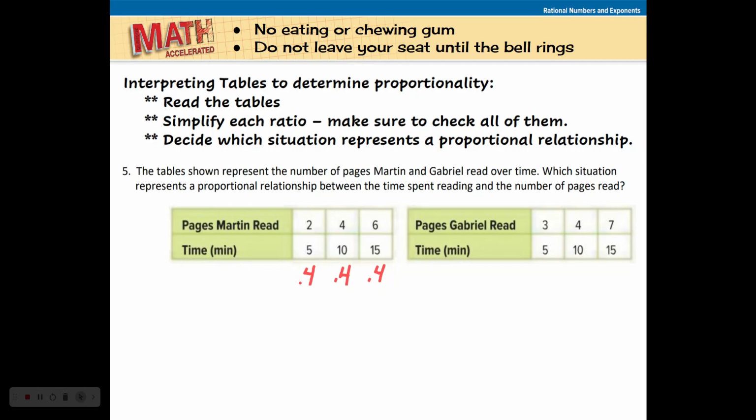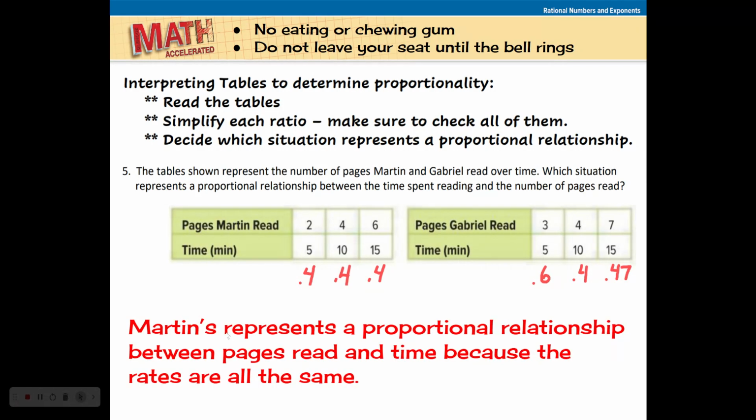So Martin's is the proportional relationship. But to go ahead and do the work, Gabriel, none of those ratios, no matter which way you divide, pages by time or time by pages, none of those ratios would be the same. So your answer would be based on those rates. Martin's represents a proportional relationship between pages read and the time because the rates are all the same.